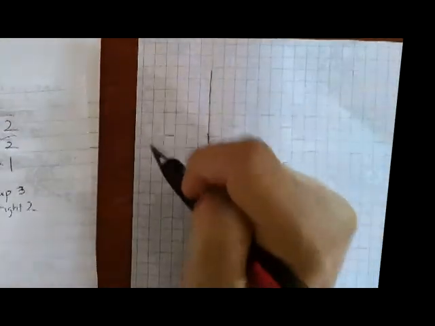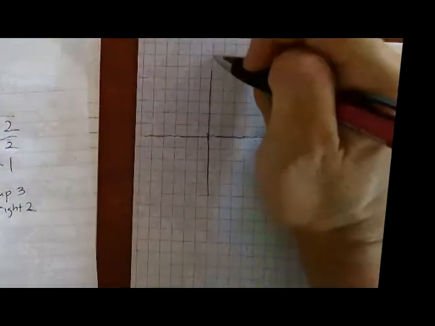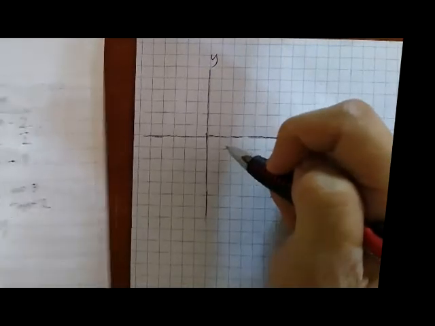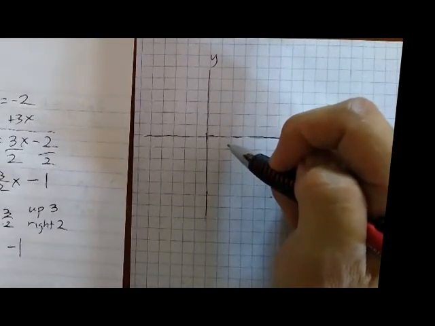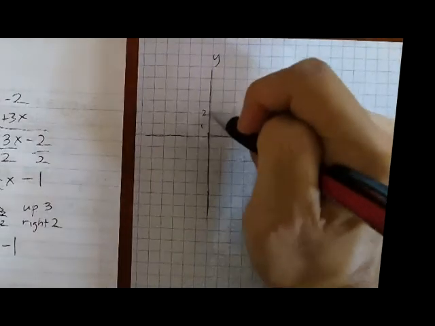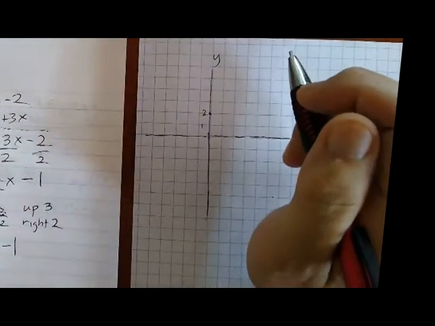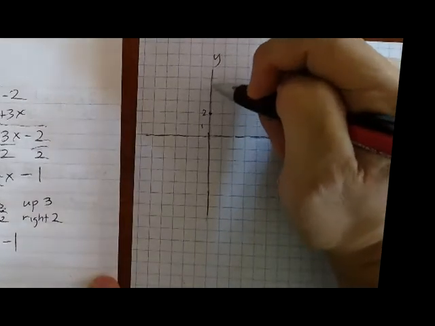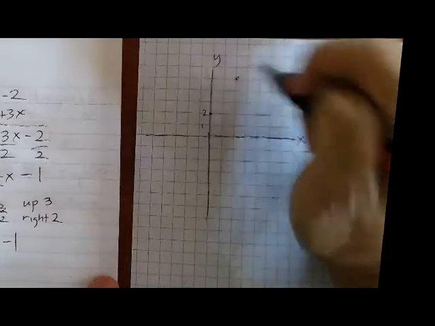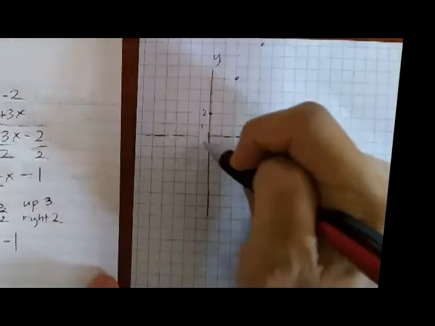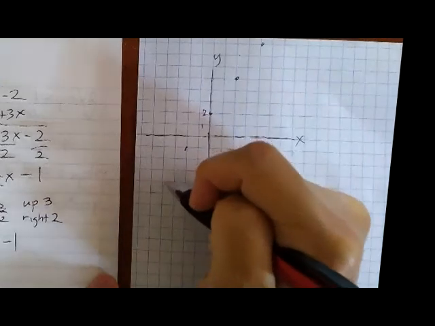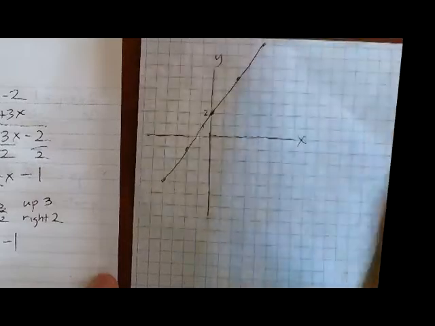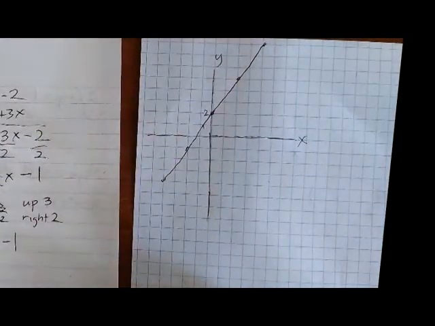Draw your y-axis. Draw your x-axis. First dot is at the y-intercept right here at 2. The slope, up 3, right 2. So starting from the dot, up 3. Let me do it again. 1, 2, 3. Okay, we do it again.